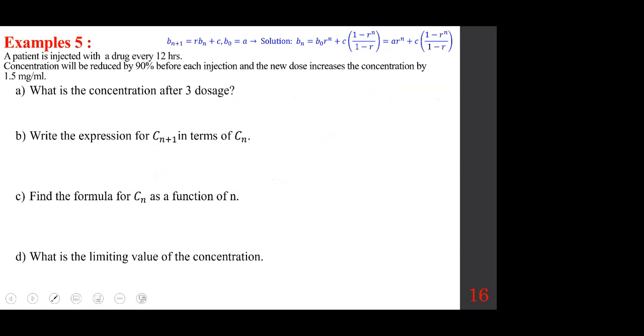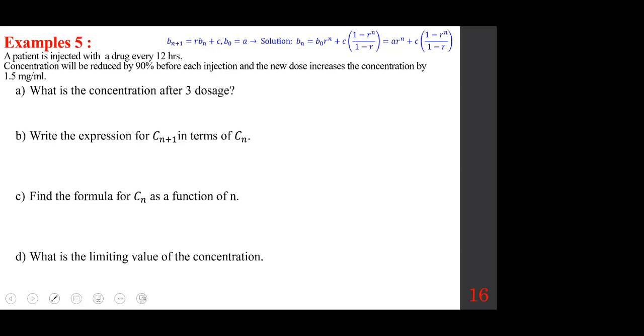Example 5. A patient is injected with the drug every 12 hours. Concentration will be reduced by 90% before each injection, and the new dose increases the concentration by 1.5 milligrams per milliliter. What is the concentration after 3 dosages? Write the expression for C sub n plus 1 in terms of C sub n. Find the formula for C sub n as a function of n, and what is the limiting value of the concentration?